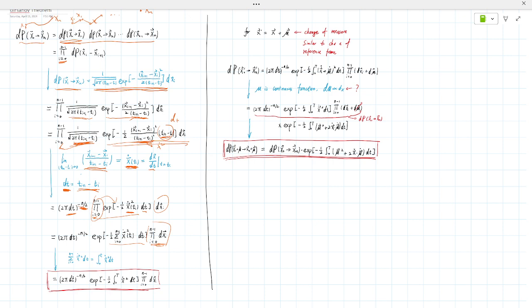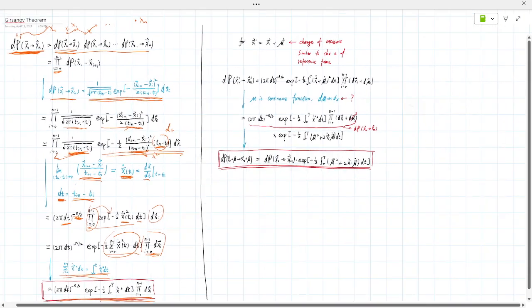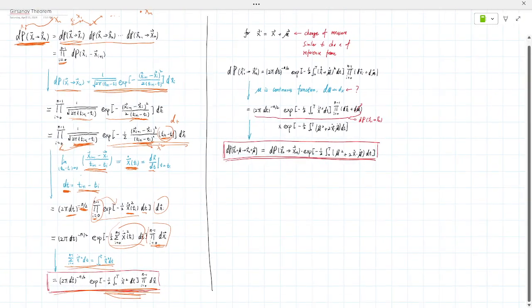Then we have a sum of this, and as we know from basic calculus, this can be converted into an integral. Thus, we have this formula for the probability of going from x naught to xn. It's almost like a kinetic energy, integrated over time. Anyway, so we change the measurement from looking at the reference frame of x to x prime through x plus mu.